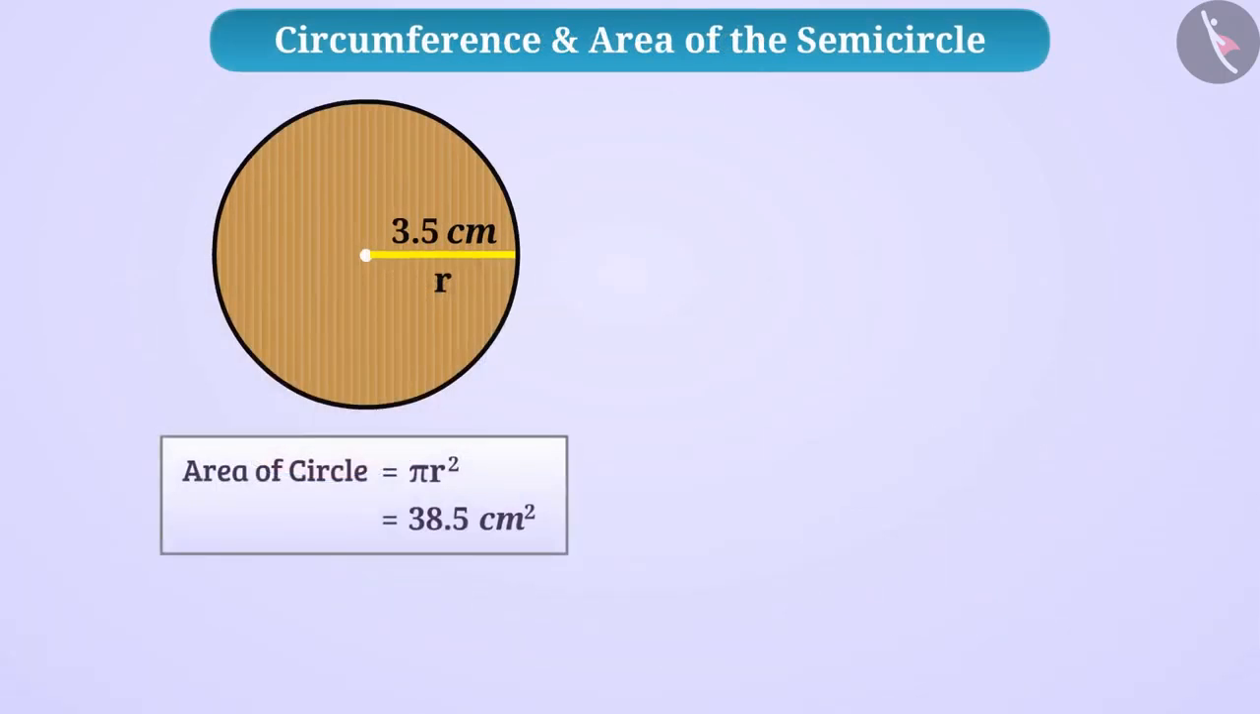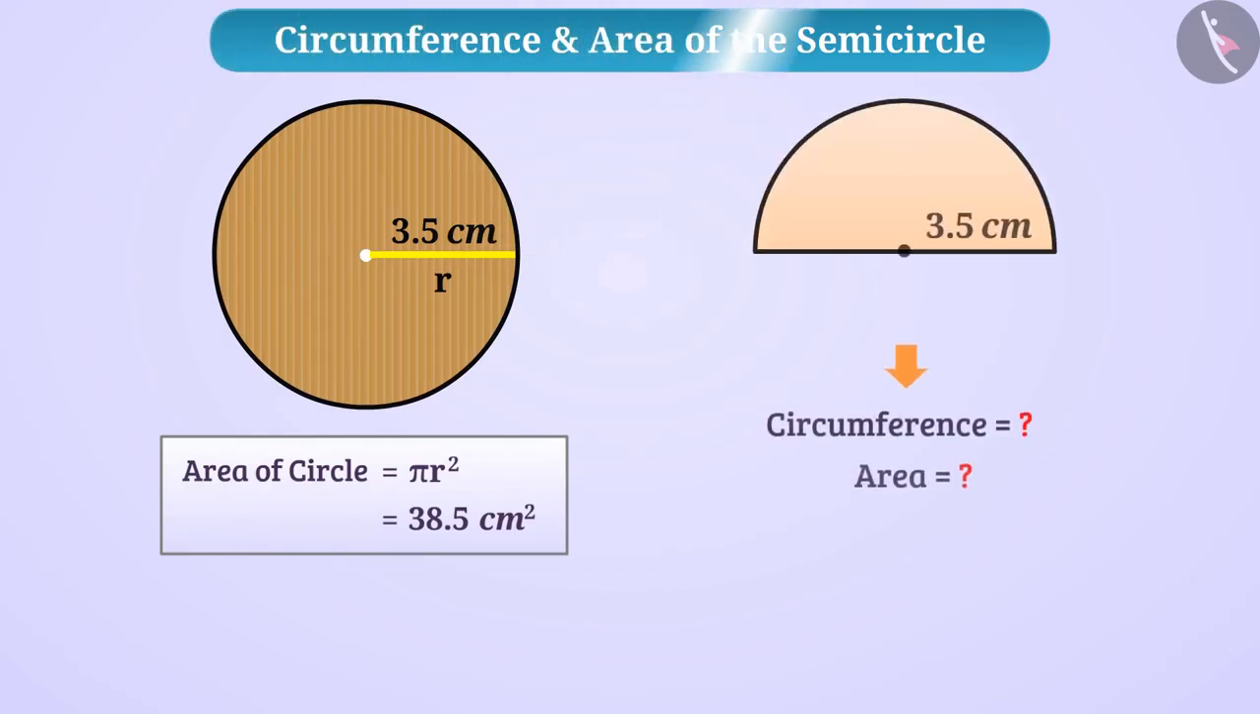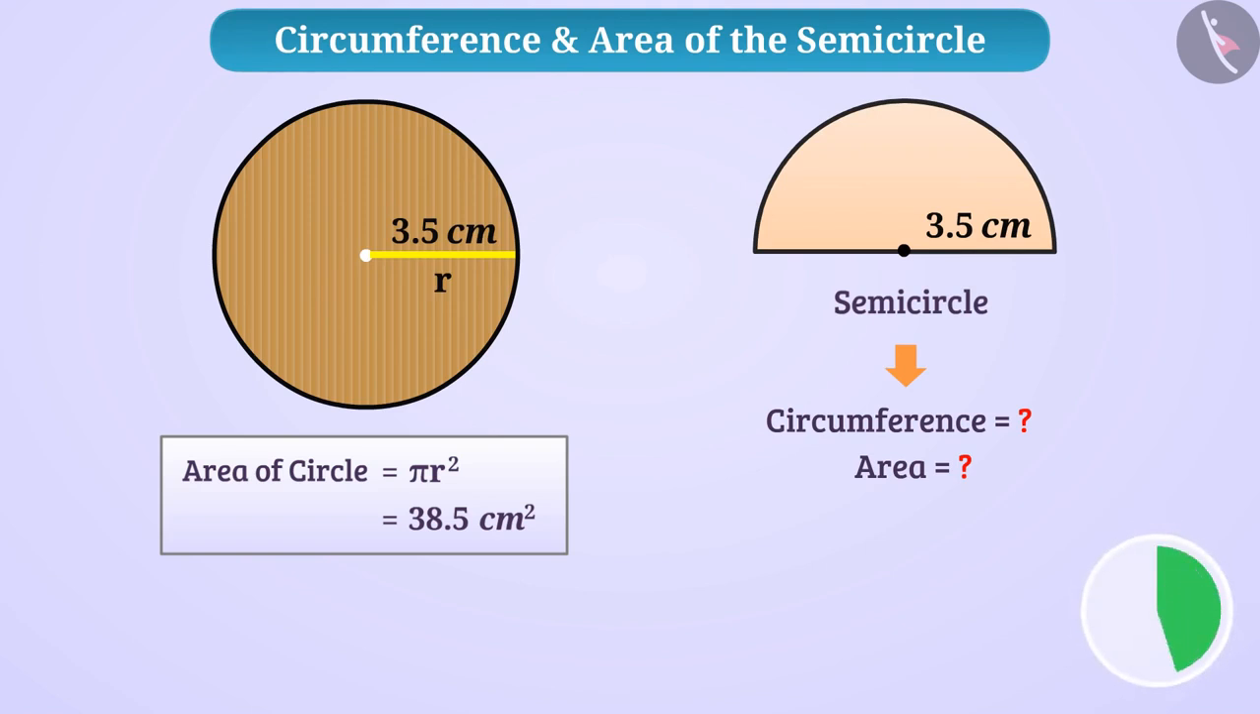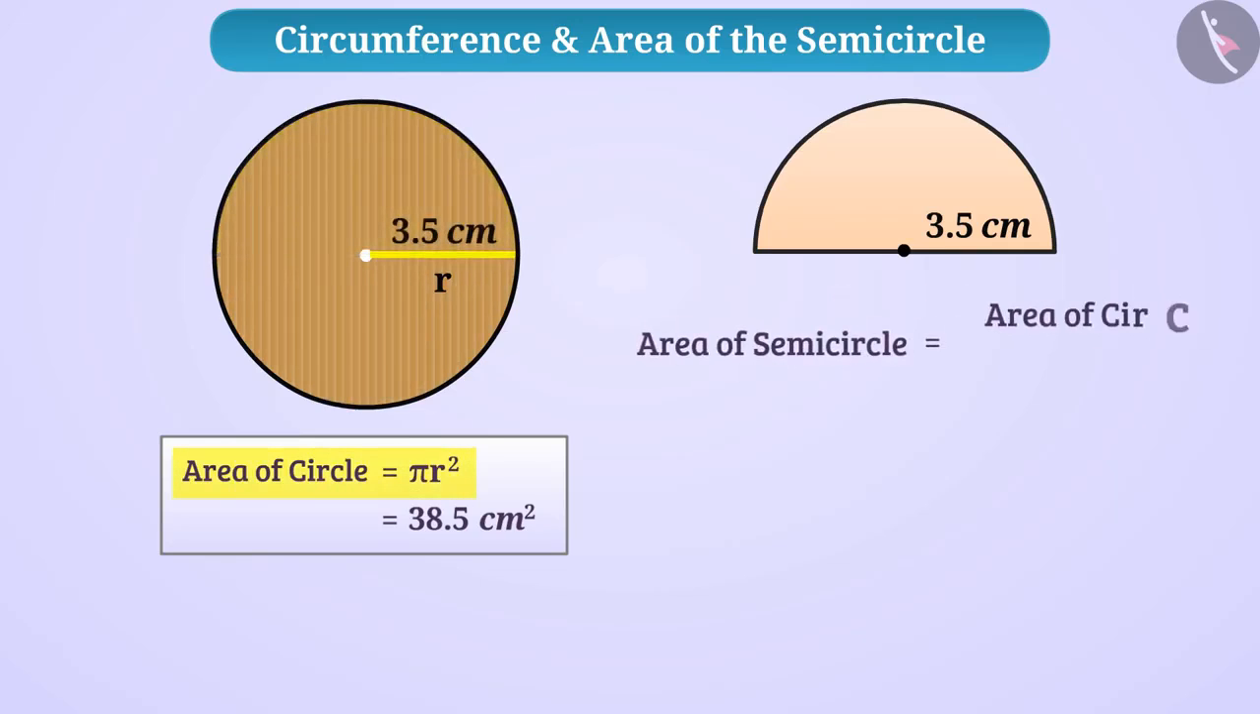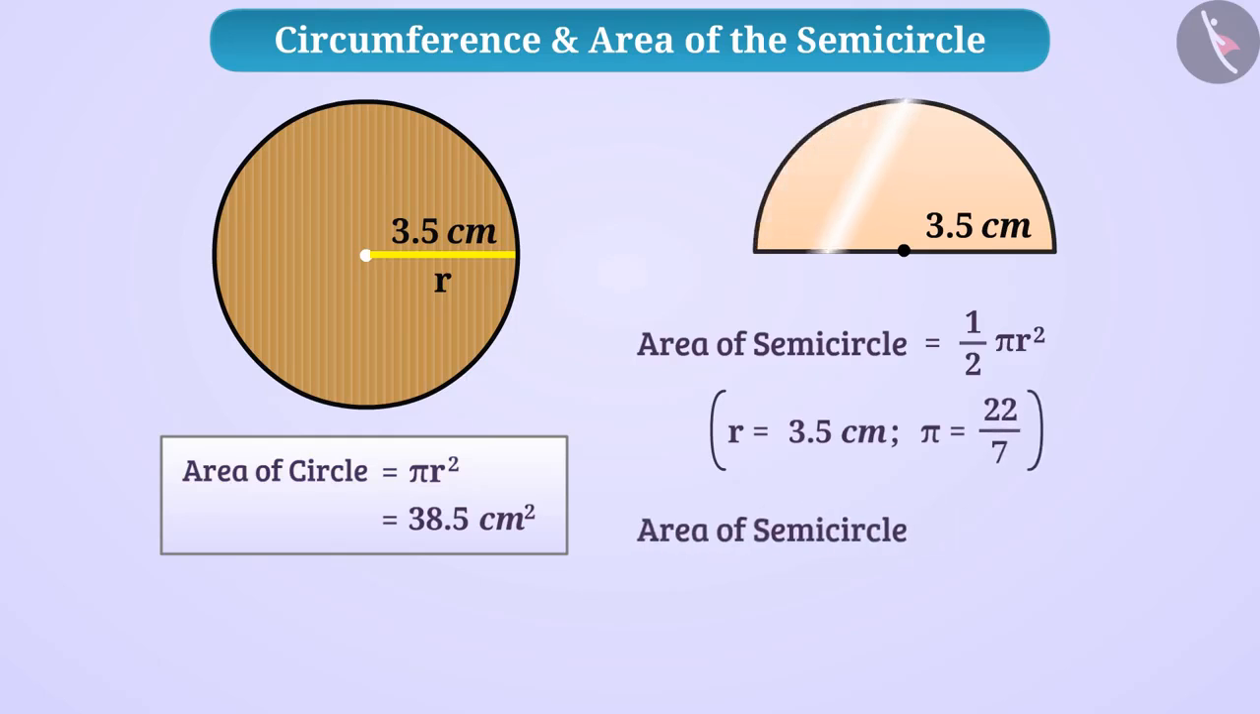Now, suppose we have to find the circumference and area of the semicircle of the same radius, then how will we do this? Think. Let me tell you, semicircle means half of the entire circle. Therefore, the area of the semicircle will be the area of the entire circle divided by 2, that is, half pi r square. In this way, taking radius r is equal to 3.5 and pi is equal to 22 by 7, we will get the area of this semicircle as 19.25 square centimeter.